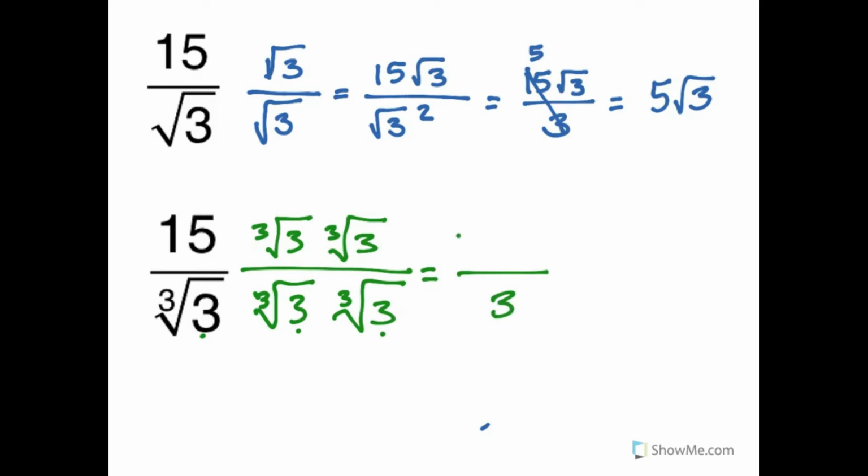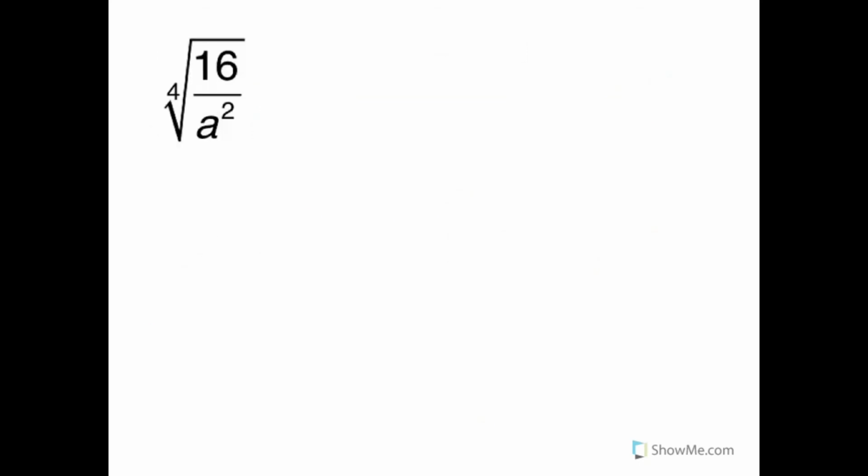And in the numerator, I have 15, and 3 times 3 inside the cube root is 9. So I have 15 times the cube root of 9 over 3. I'm going to do that same simplification, and I get 5 times the cube root of 9. The trick was to make as many copies of the cube root as I need.